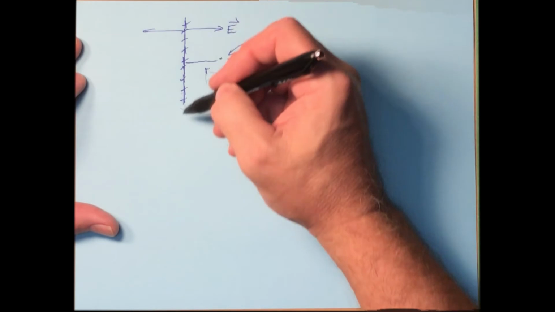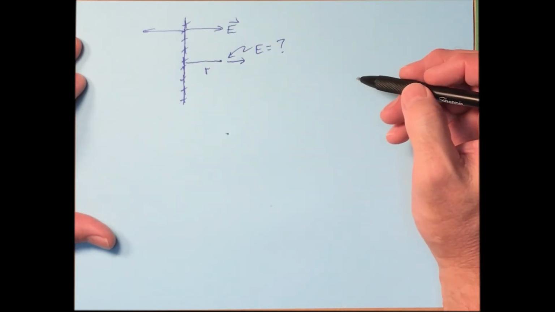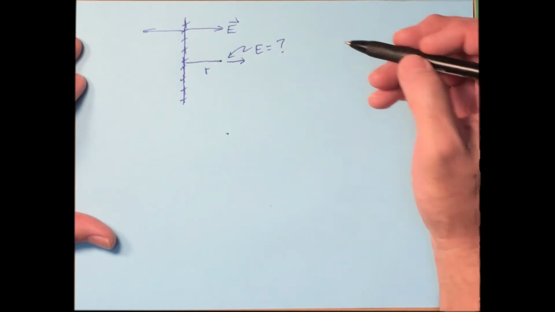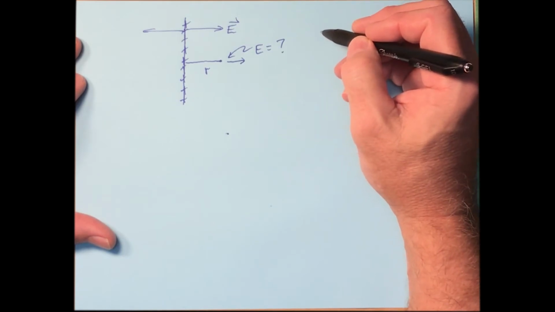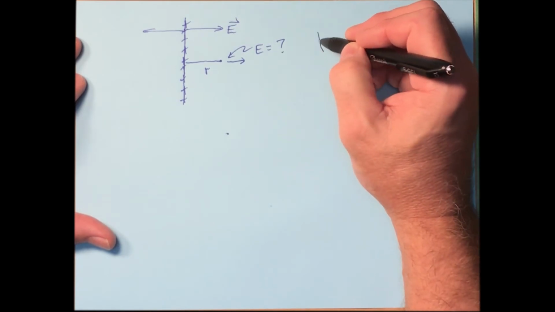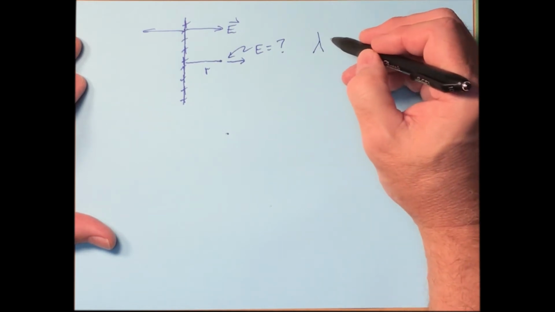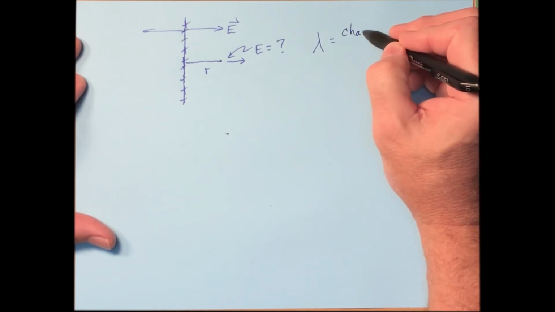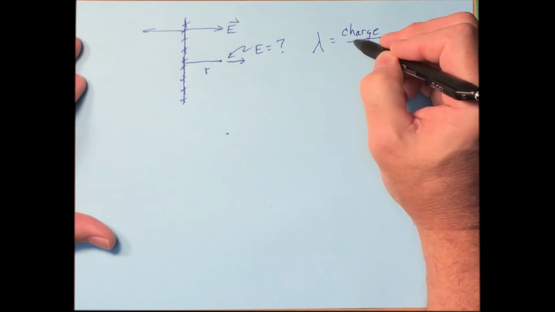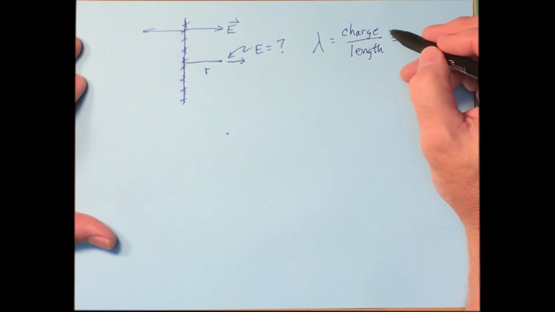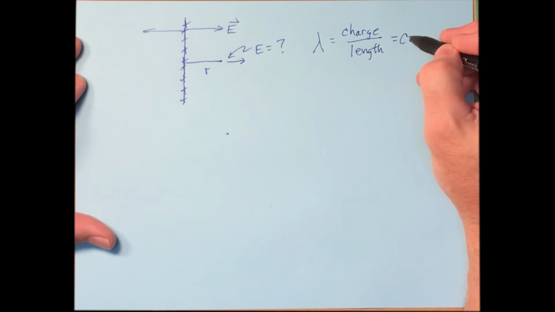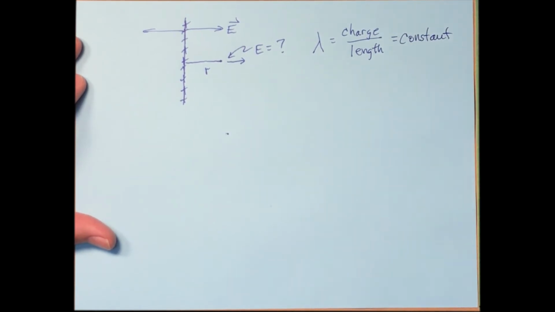All right, now we have a continuous line of charge, so what we have is a linear charge distribution here. So lambda is what we need. Remember what that is? That is charge per length. And for our purposes here, this is going to be a constant. So it's not going to change.